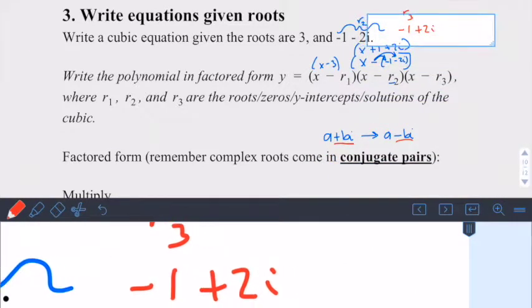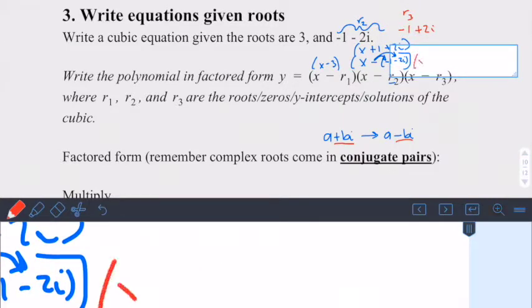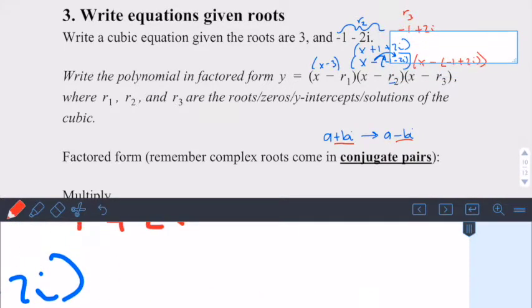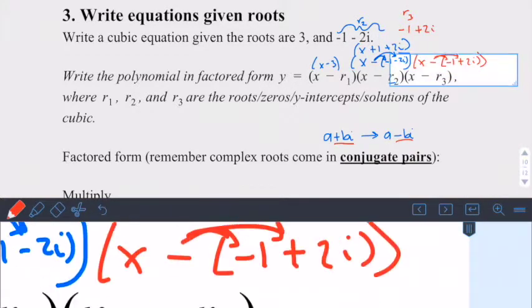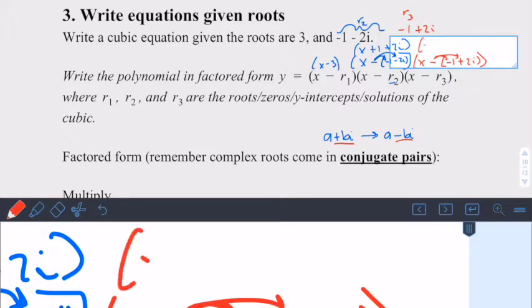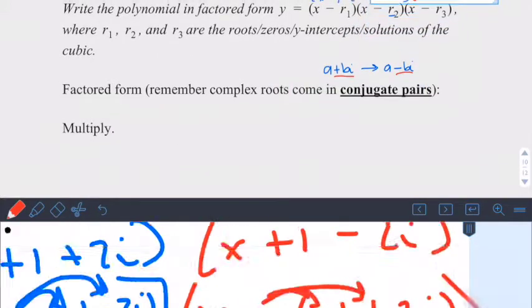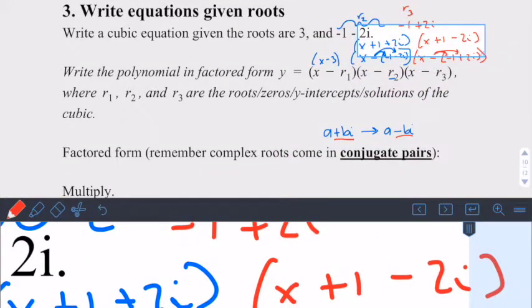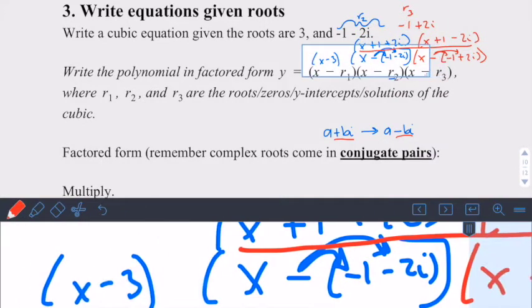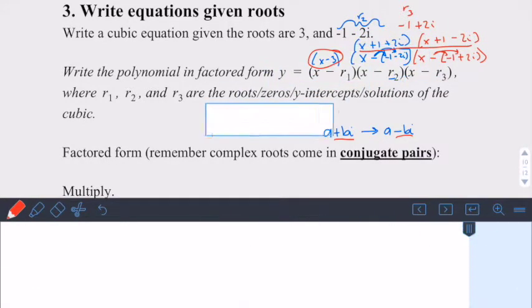So now I'll put this root in as well and say x minus -1 plus 2i. And I'm going to distribute my negative. So I get x plus 1 minus 2i. And then I need to multiply it out. Well, I want to multiply out my complex ones first so I can get rid of my i stuff, and then I'll multiply it by my x minus 3.